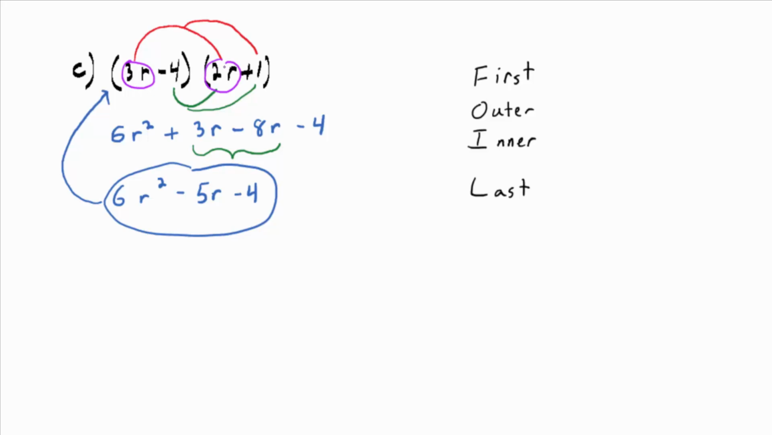And it's just a reminder, right? You don't need this acronym. In fact, it only works on binomials. But it's nice for binomials. It is nice. So the first terms, you multiply the 3r times the 2r. Oh, and you'd get exactly what we got, 6r squared, right?